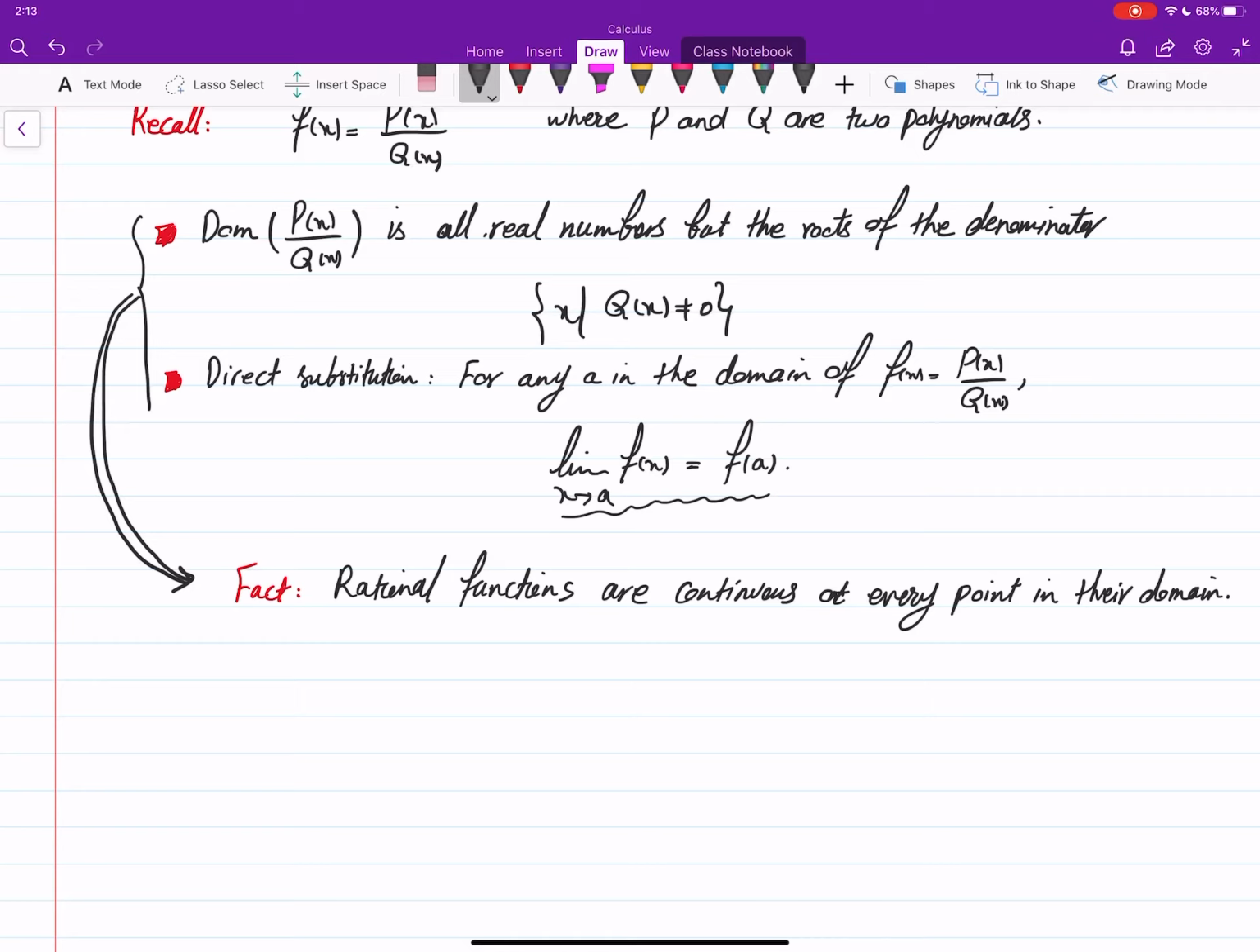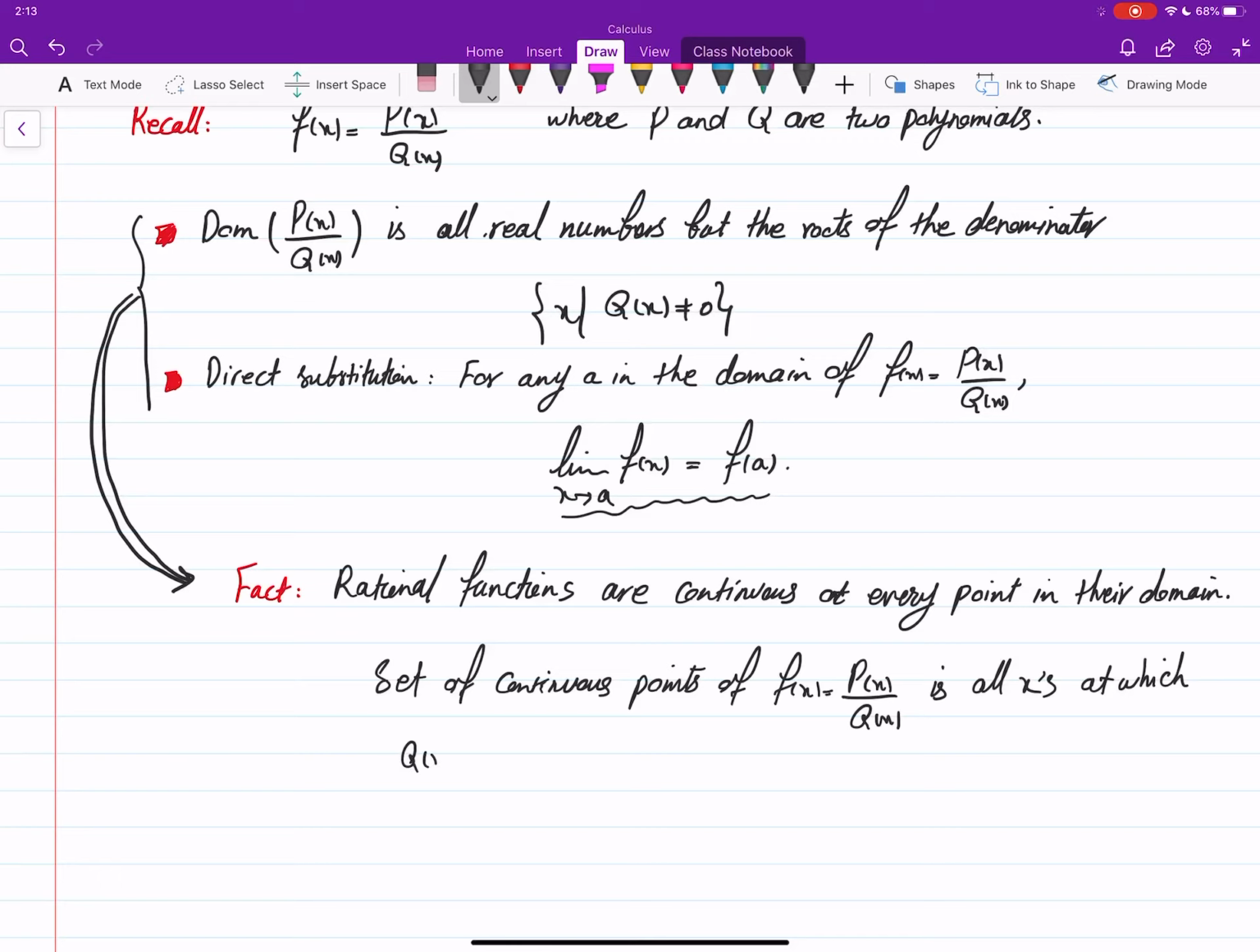But we know that wherever the function is not defined, that fails the first condition of continuity. It won't be continuous. So this means that the set of continuous points of f(x), which is a rational function, is all x's at which Q(x) is not 0.